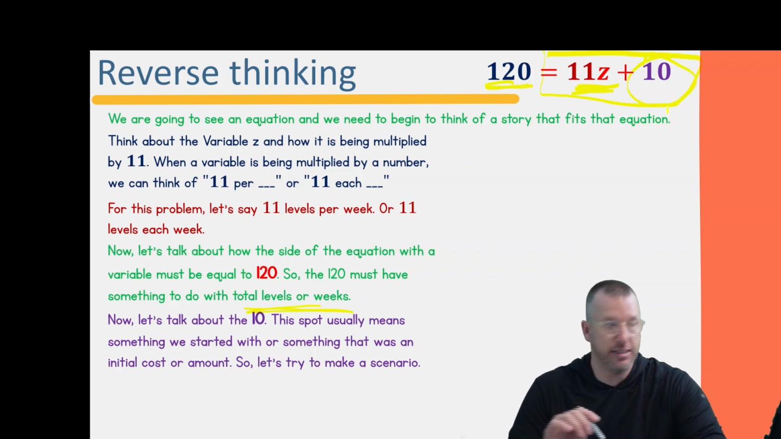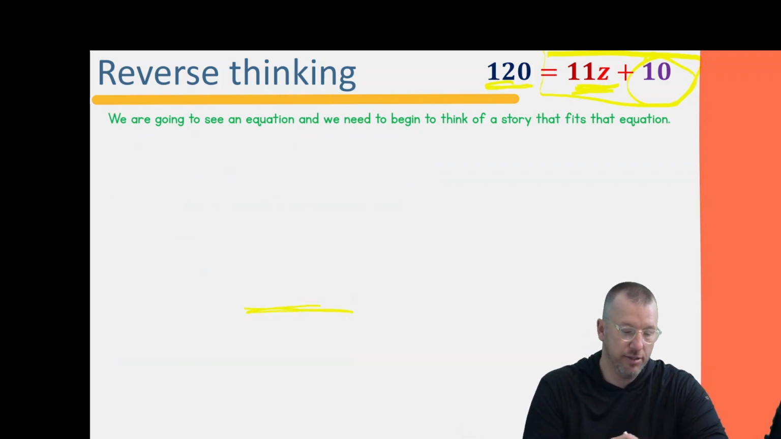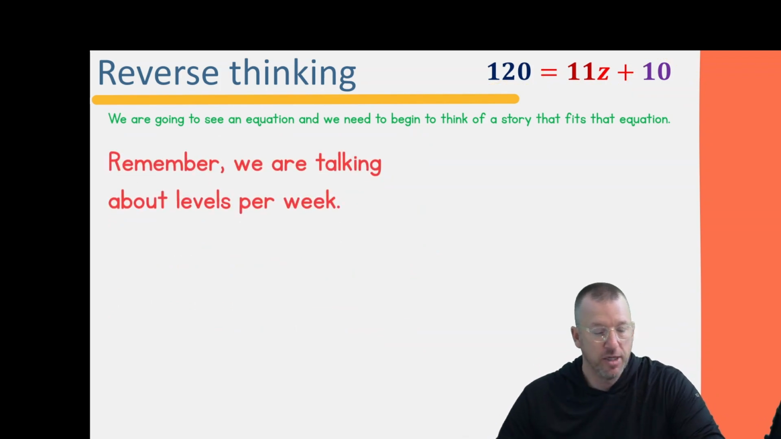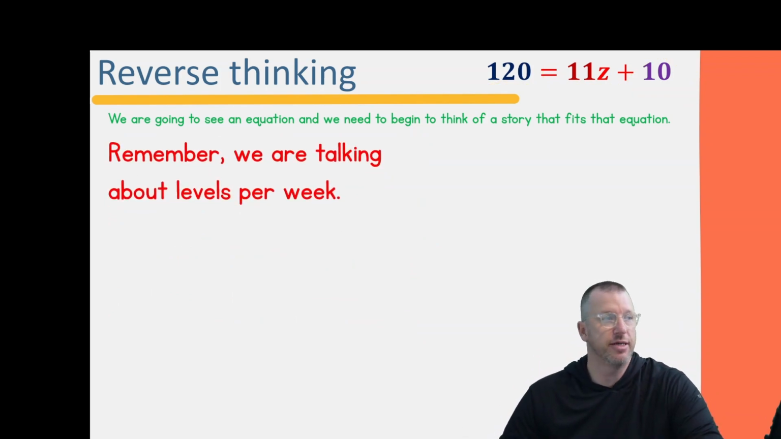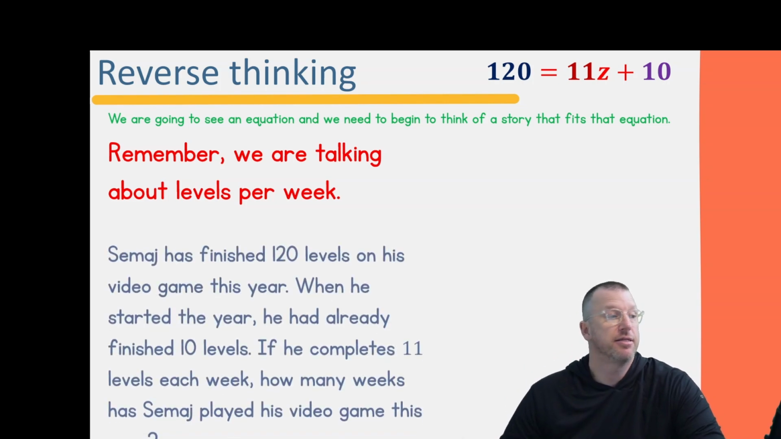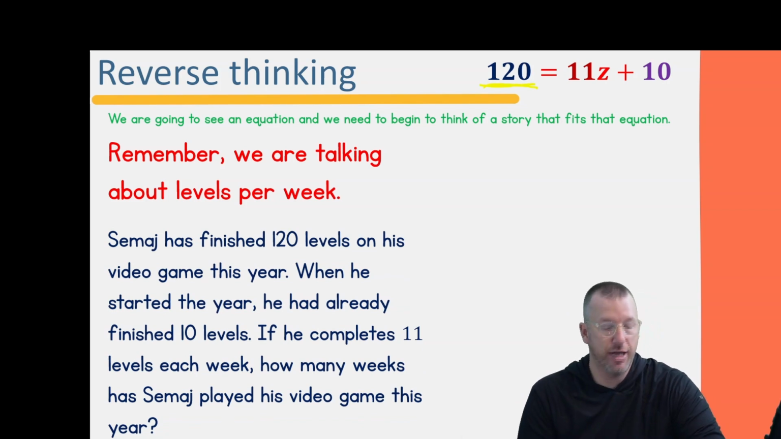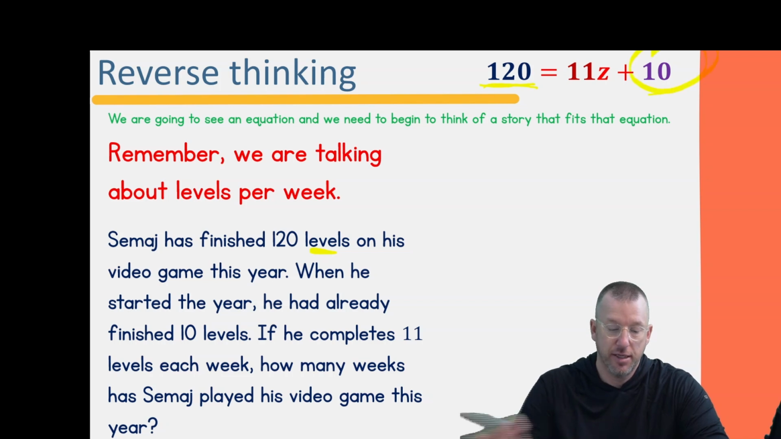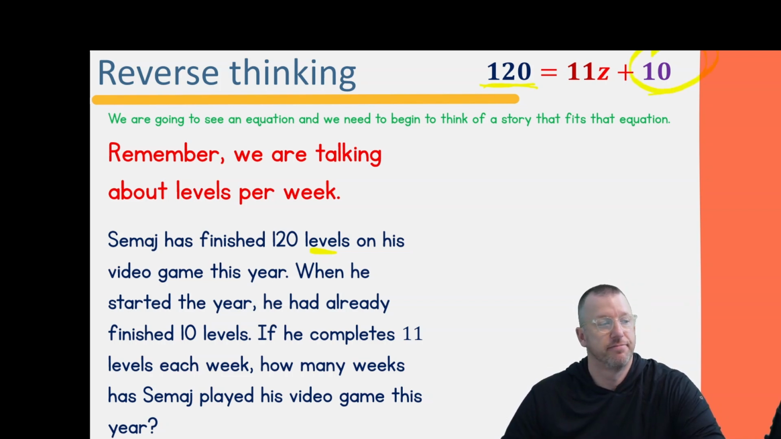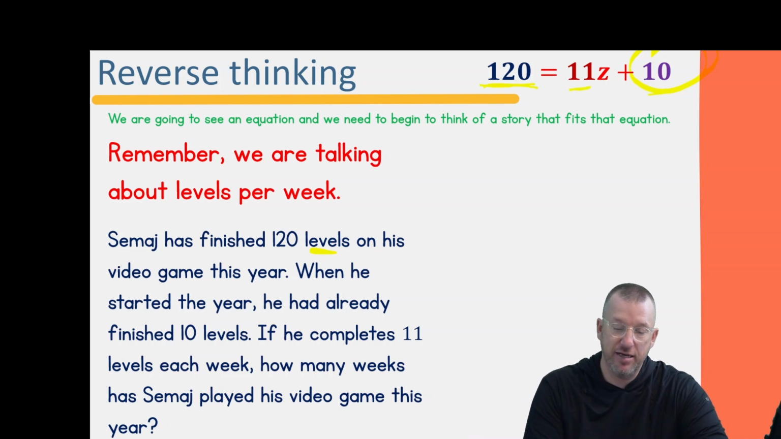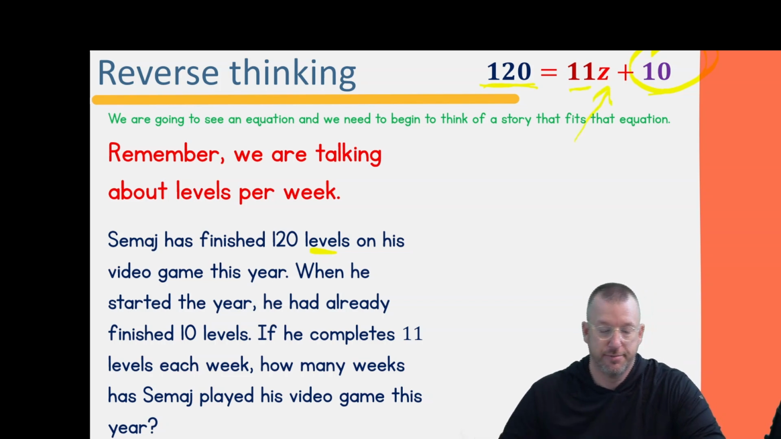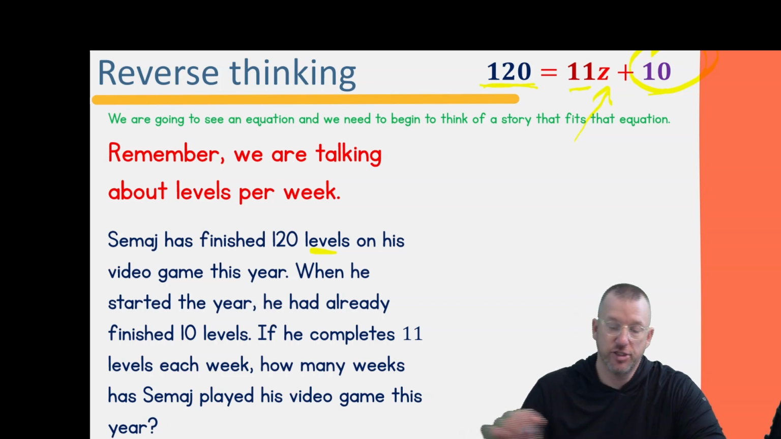So let's try to make this into a scenario. Okay, let's turn that whole situation into a scenario. So remember, we are talking about levels per week. So here's the scenario I came up with. Samaj has finished 120 levels on his video game this year. Okay, 120 levels. When he started the year, he had already finished 10 levels. If he completes 11 levels per week, or 11 levels each week, how many weeks has Samaj played this video game so far this year?